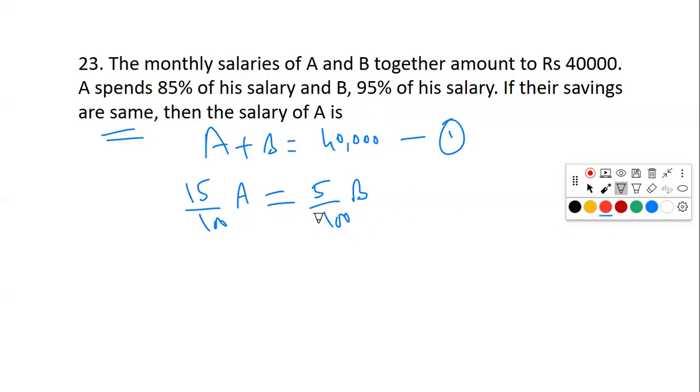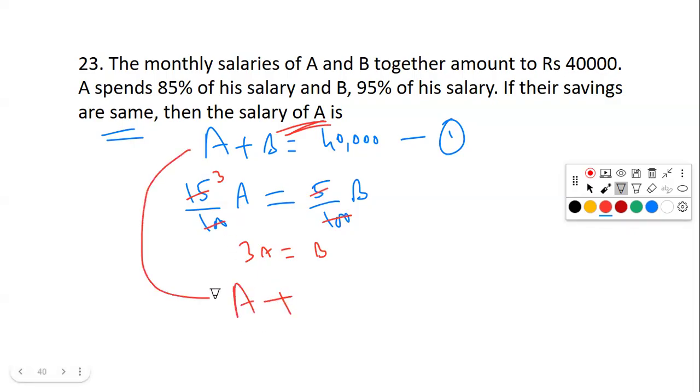So now you are getting an equation. 100, 100 I can cancel. 5 will go how many times? 3 times. So 3A is equal to B. So I want the salary of A. Substitute this in the first equation. A plus, I am writing this again, what is B? B is 3A, equals 40,000. So 4A is equal to 40,000. So what is A's salary? A's salary is 10,000.